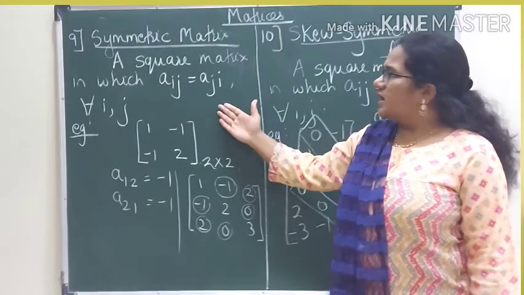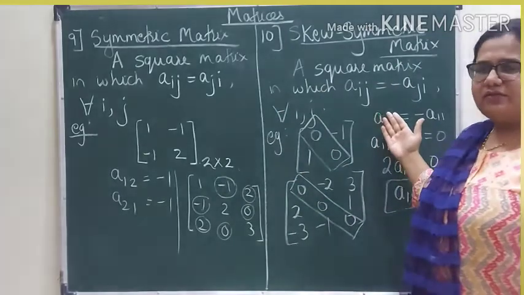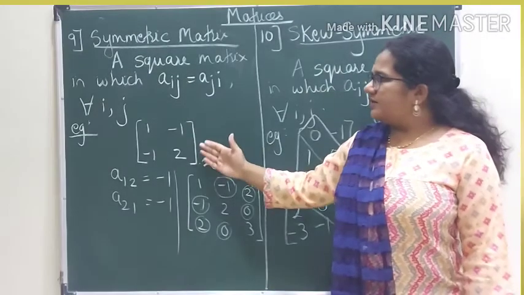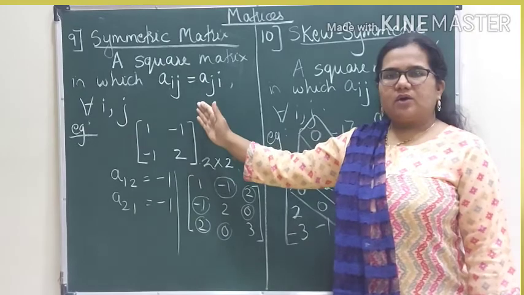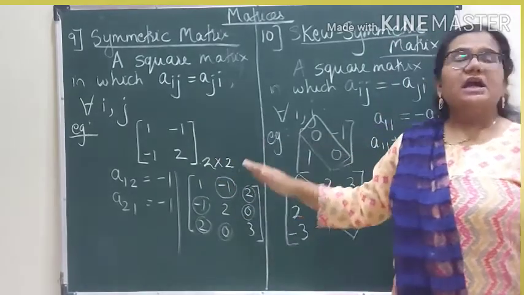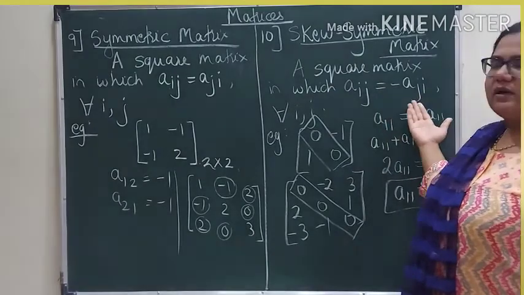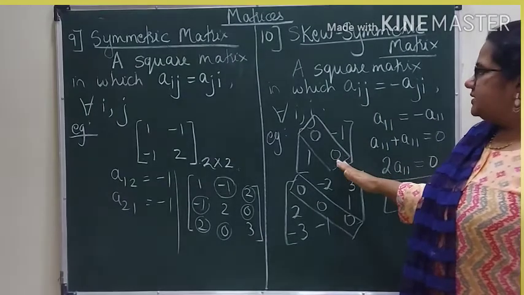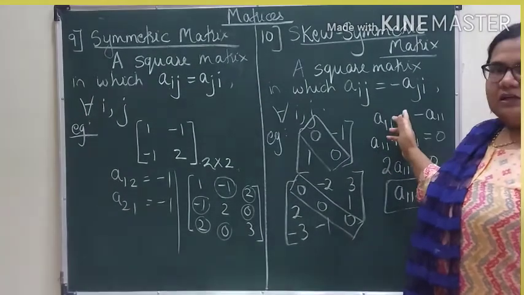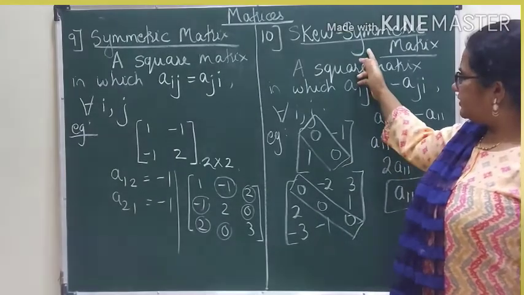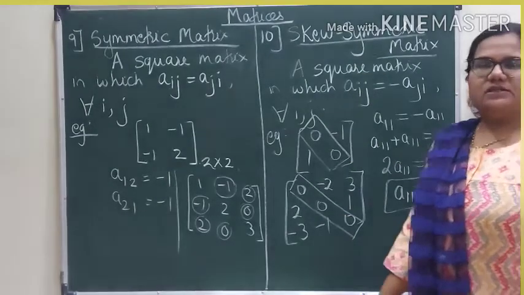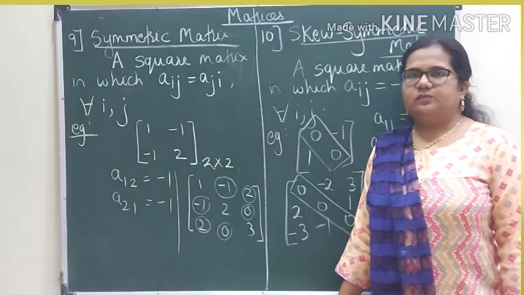Understood what a symmetric matrix and a skew symmetric matrix are? In a symmetric matrix, if you interchange the row and column number, the elements are the same. In a skew symmetric matrix, if you interchange the row and column, the elements are opposite in sign, and the diagonal elements are always 0.